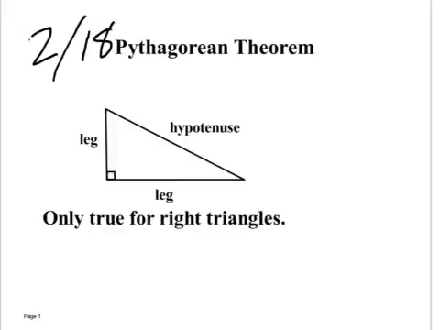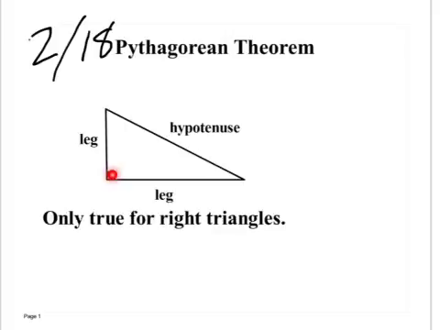Pythagorean theorem. A couple things you have to know before you actually do it. It's only true for right triangles, and you have to know the parts of a right triangle. Right triangles have two legs, which touch the right angle, and a hypotenuse, which is opposite the right angle.